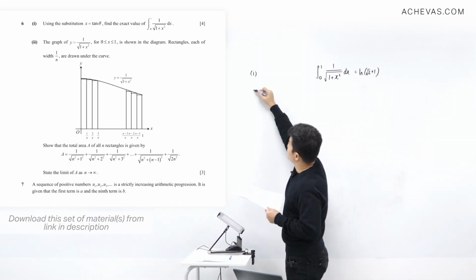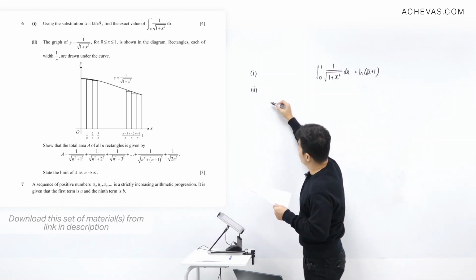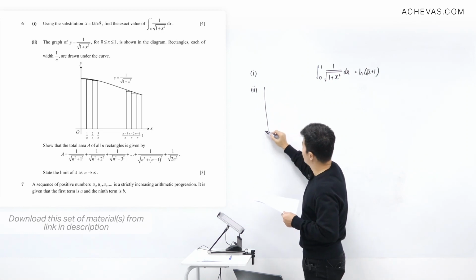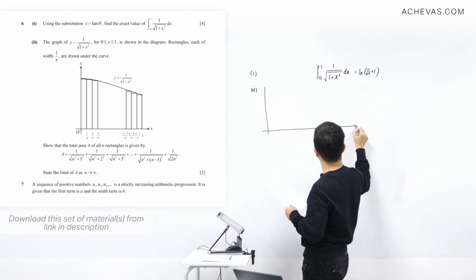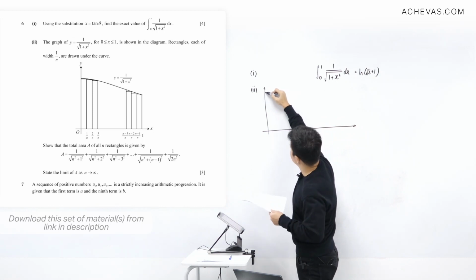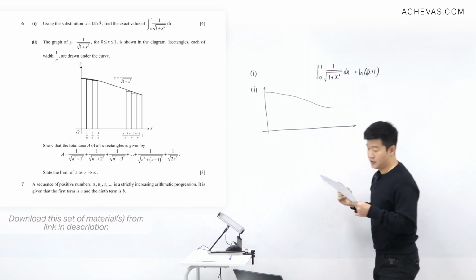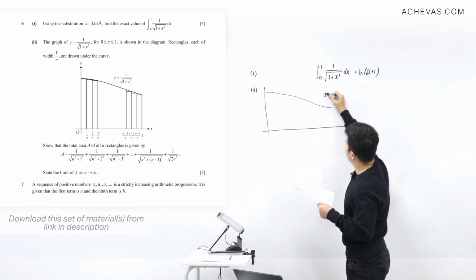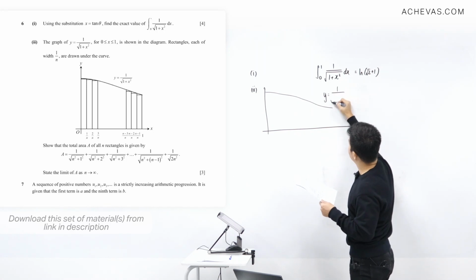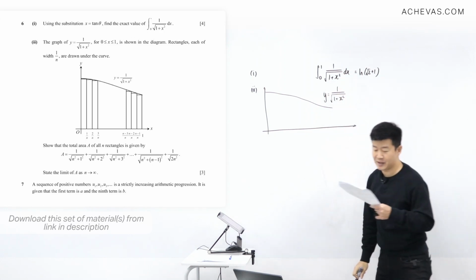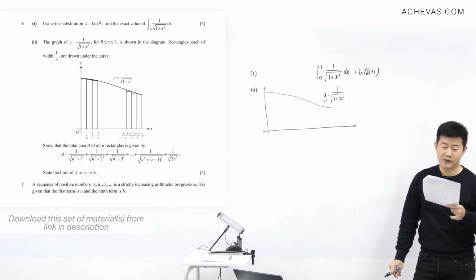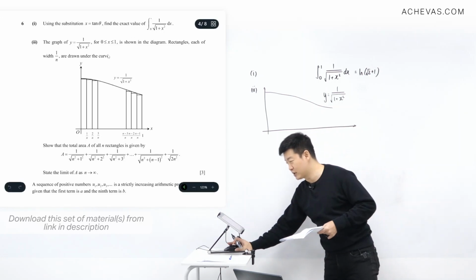So in part 2, we are now given a graph. Let me just very quickly do a quick sketch of the graph. So we have this over here, and the graph is something that is like this. Okay, this is the graph of y is equal to 1 over square root of 1 plus x squared, having the same expression as this. So for this graph, we are going to be working on the regions of x from 0 to 1, that is given to us by the question.